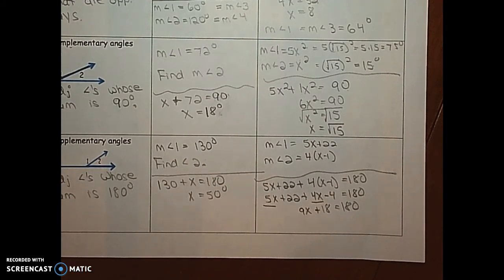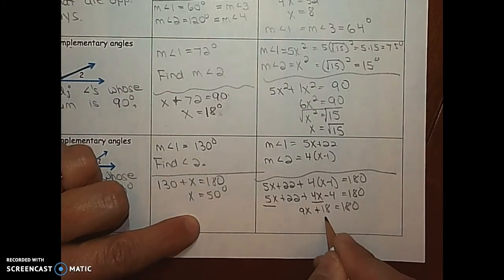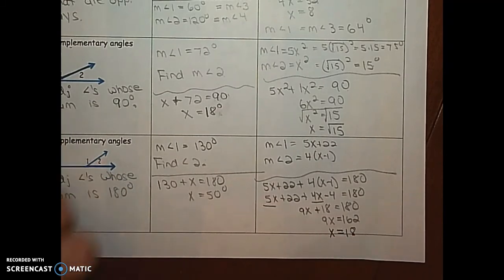Let me give you about 10 seconds to go ahead and solve that. We get 9x equals 162, and eventually we get x to equal 18.